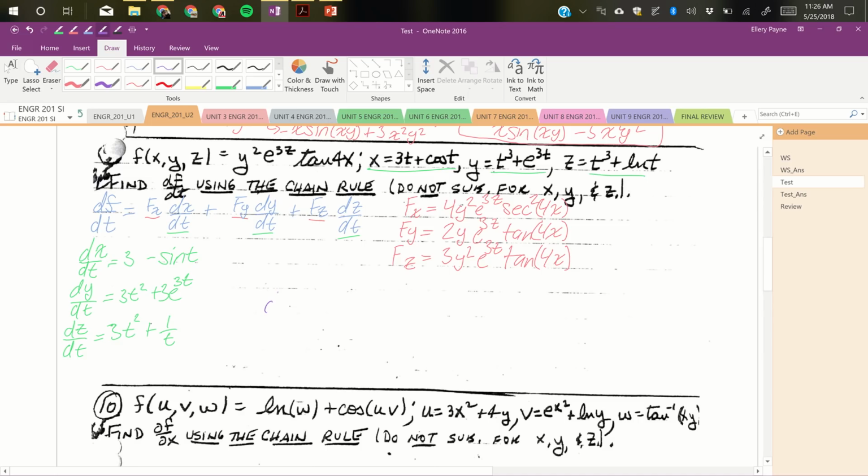So it'd be df/dt. I've got to plug in fx: 4 y squared e to the 3z secant squared 4x. So it's our fx. I'm going to put some brackets around it to make it more distinguishable, times dx/dt, which is 3 minus sine t.